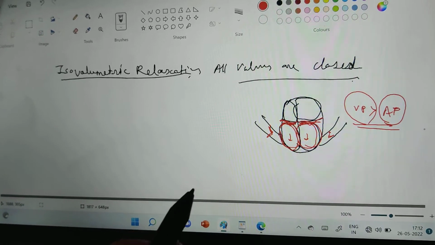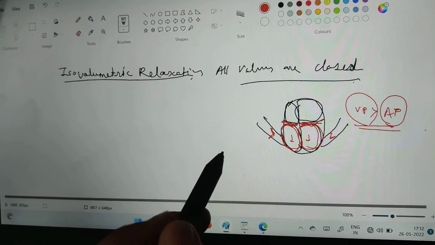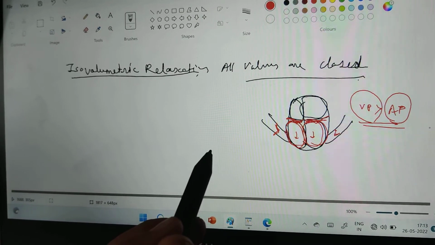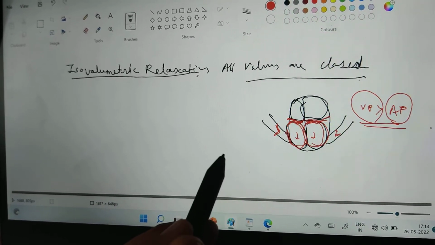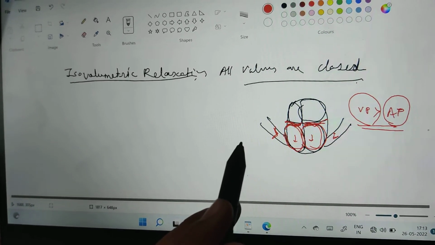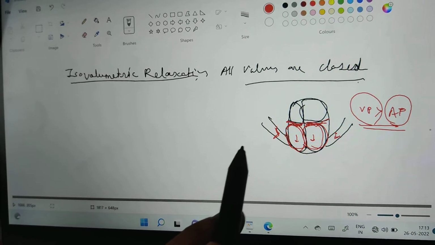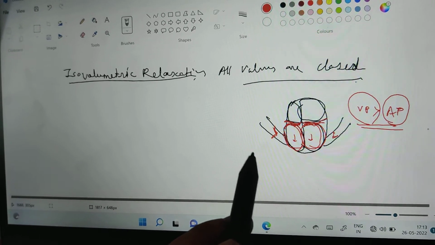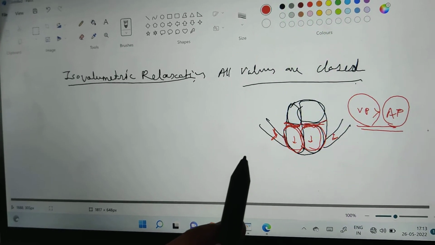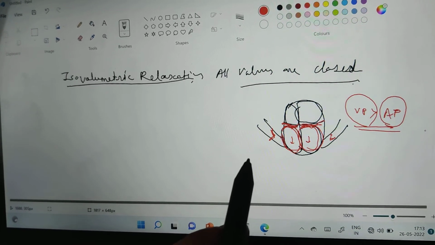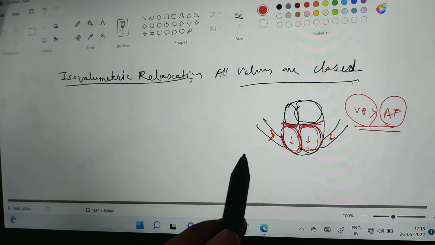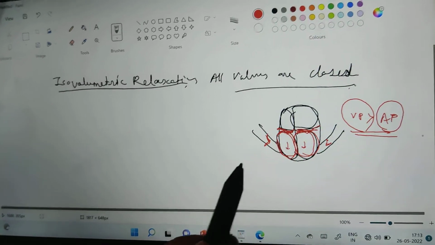See, in isovolumetric relaxation, immediately after the closure of the semilunar valves, the ventricles are rapidly relaxed and ventricular pressure decreases rapidly. But the atrioventricular valves remain closed as initially the ventricular pressure is still greater than the atrial pressure. This is isovolumetric relaxation. Then the atrial pressure continues to rise.